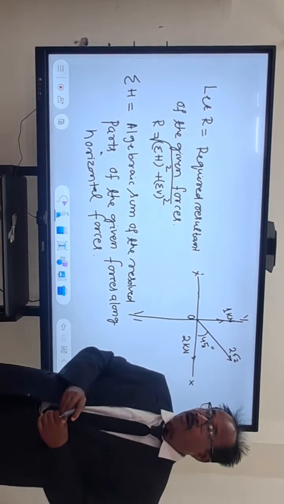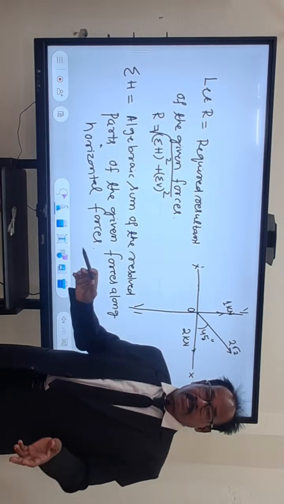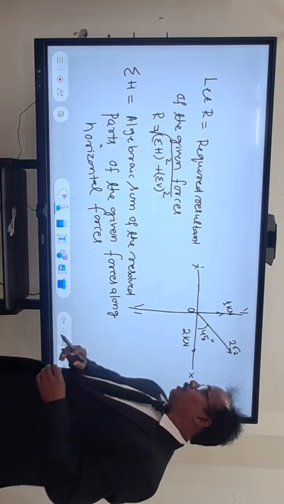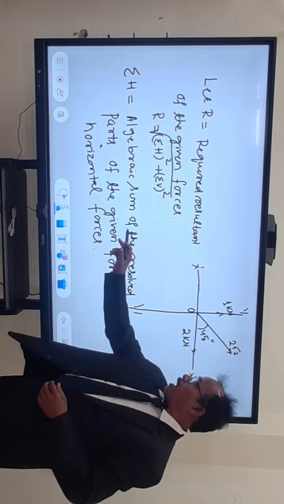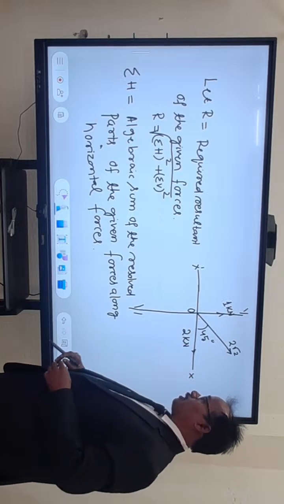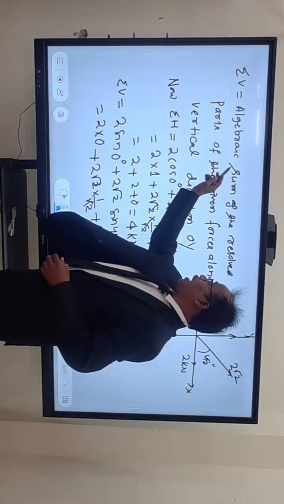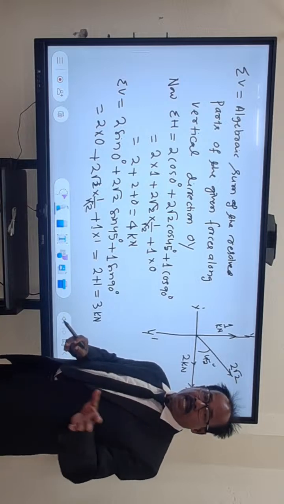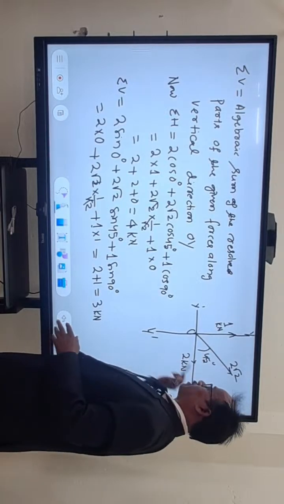Delta H and delta X, delta V and delta Y, these are the same thing. Now delta H is equal to the algebraic sum of the resolved parts of the given forces along the horizontal direction, and delta V is equal to the algebraic sum of the resolved parts of the given forces along the vertical direction, that is OY. This is the OY, this is the OX.